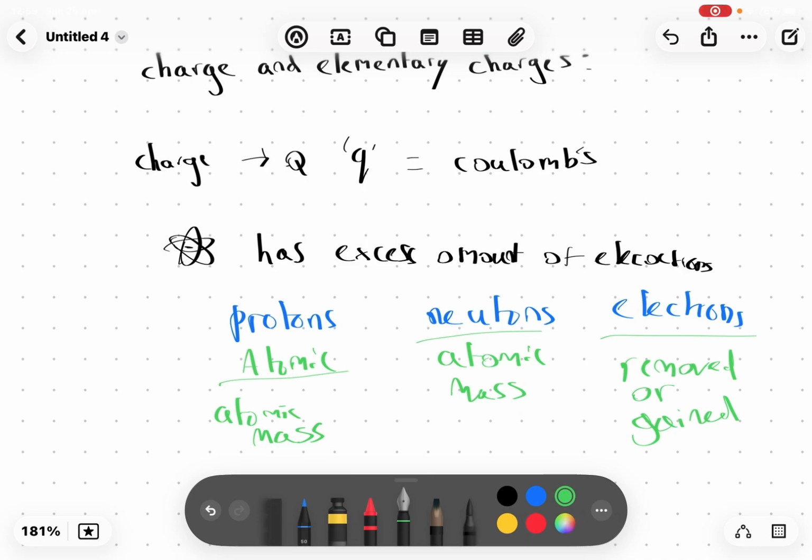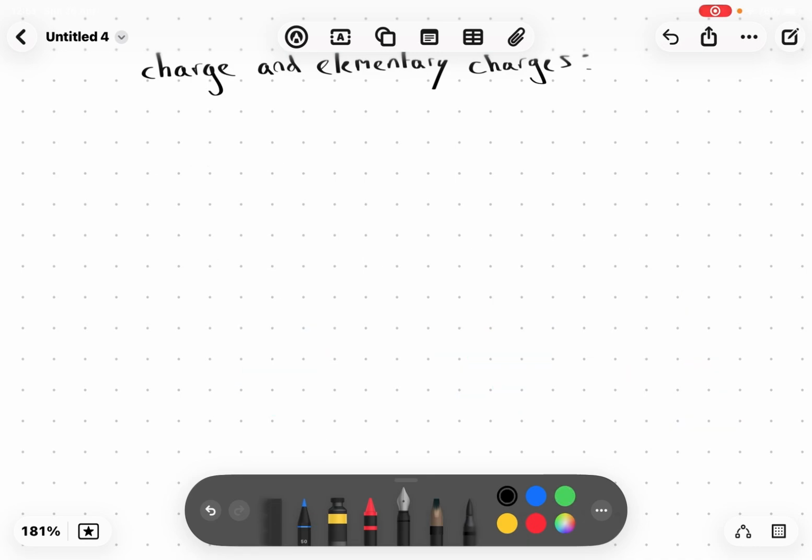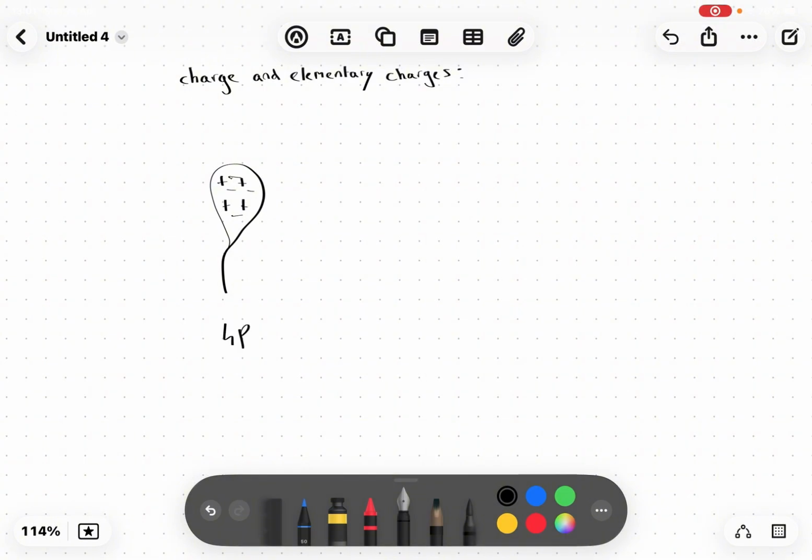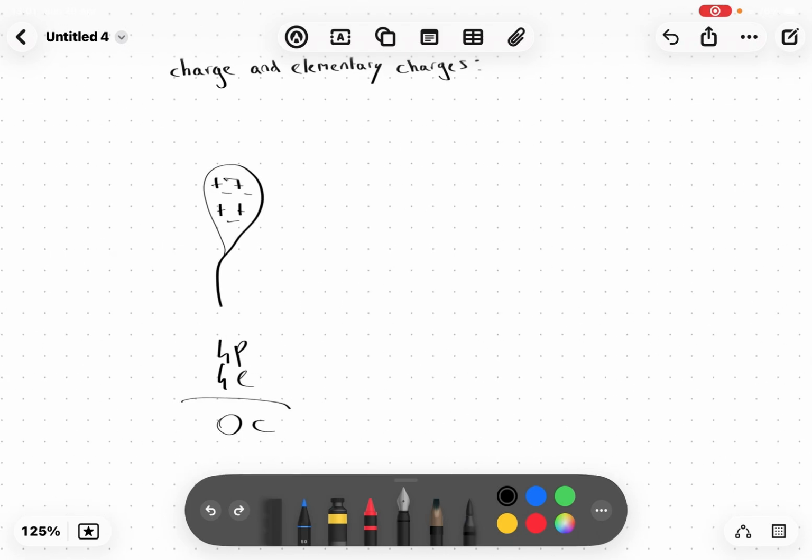An example: let's say I have a balloon, and the balloon has 4 protons and 4 electrons. The protons are positive and the electrons are negative. When we subtract these, we have a net charge of 0 coulombs. So this is not charged.